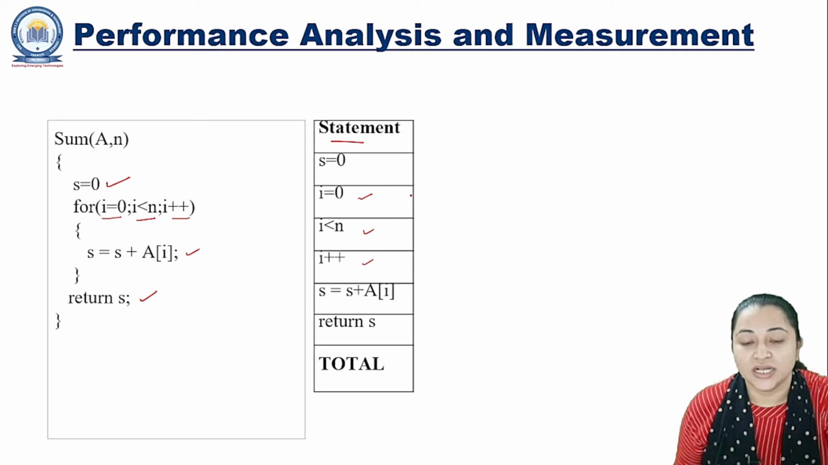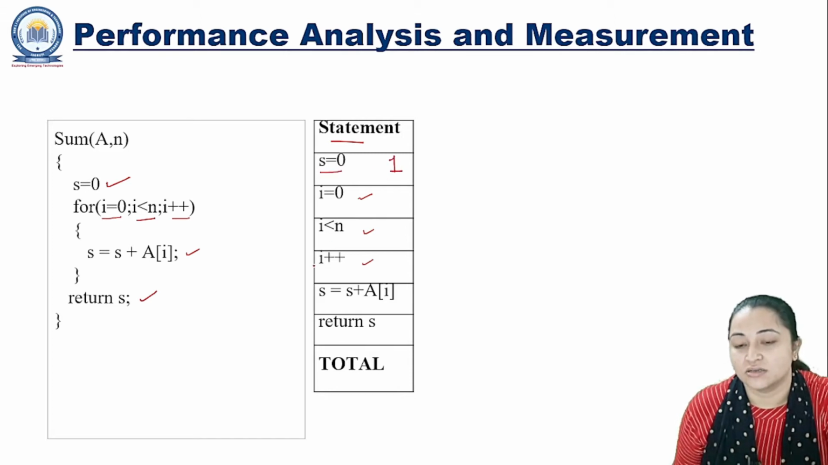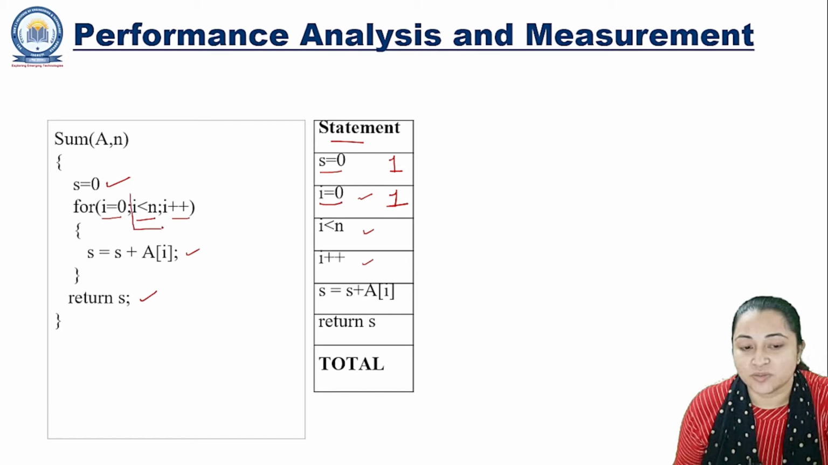Okay, so let us see the first statement. We are initializing a variable s, which is used for finding the sum of the elements. Initialization will run one time. It will be executed only one time. While initializing a variable, we will take 1 unit of time. Again, the same thing: i equals 0 will run for 1 unit of time, meaning it will be executed one time only.